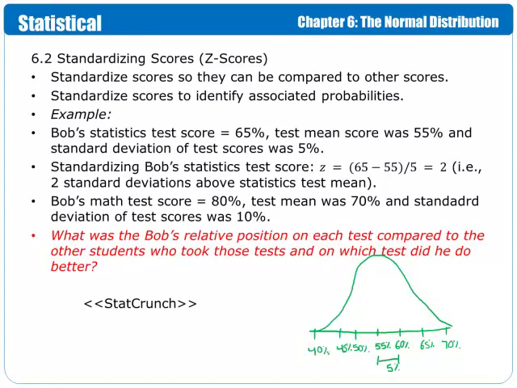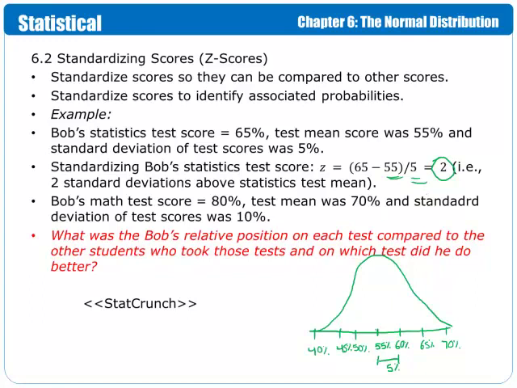If we want to standardize Bob's test score, essentially what we're doing is taking out the scale so that it can be compared to another test score, say for a different exam. The way that we do that is by subtracting the mean from the test score and dividing by the standard deviation. When we do that, we get a score of 2 for Bob's test, meaning that Bob's test score is 2 standard deviations above the mean for that statistics test.